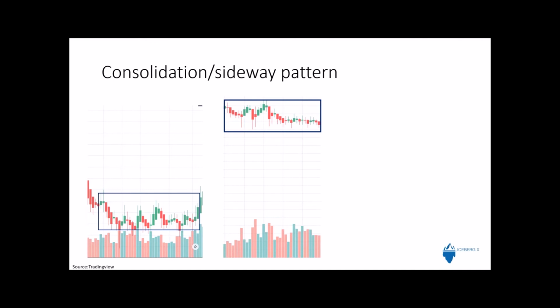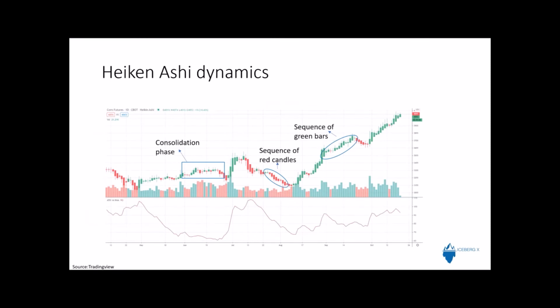So sideways patterns are easy to trade. Whenever you see a series of indecisive candles, like a series of red candles followed by another series of green candles, then if you're trying to follow a particular trend, you should be out of the market because it's a sideways range market for a period of time. And this could last for days, in fact weeks or even months.